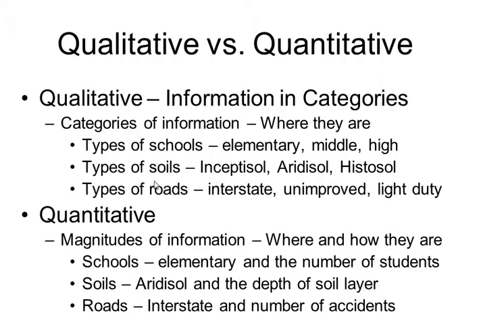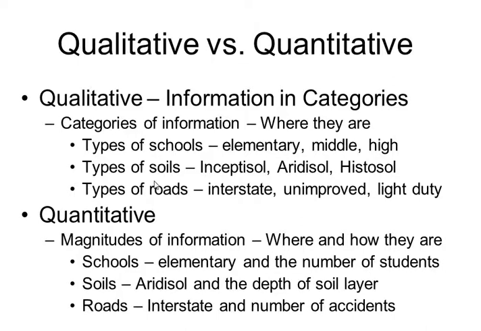Same with soils. I can look at soil polygons and assign each soil polygon one of the major soil classification types. And each classification type has a different color. I could do that with roads. I could say I want to map interstate roads as bright red, unimproved roads as gray, and light-duty roads as a dotted line. So I can look at all of those different types of data. I might have 5,000 road segments, but they're all going to be one of 3 colors.